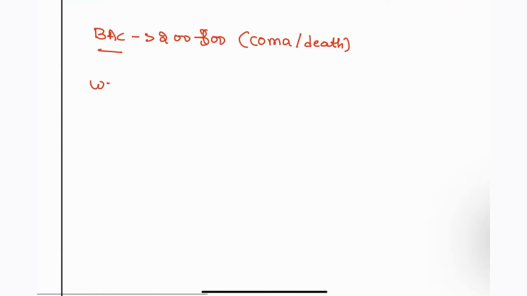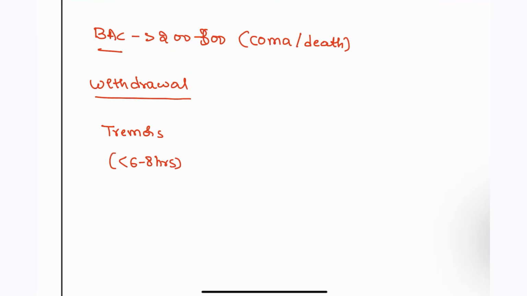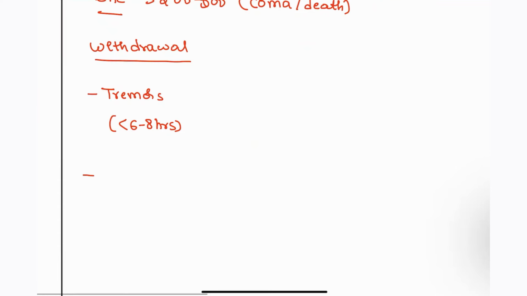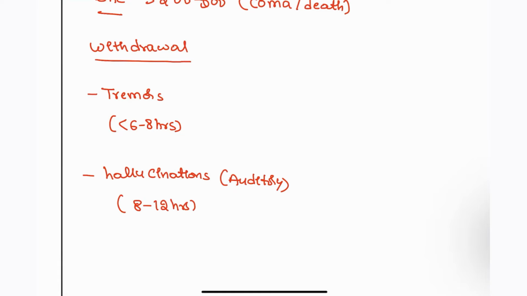Next, let's see the withdrawal symptoms of this patient. If the patient is having just tremors, which is less than 6 to 8 hours after the withdrawal, this is seen commonly in the patient. After that, patients will often be associated with hallucinations. These hallucinations will be presented in the form of auditory hallucinations. This is around 8 to 12 hours from the withdrawal, right?